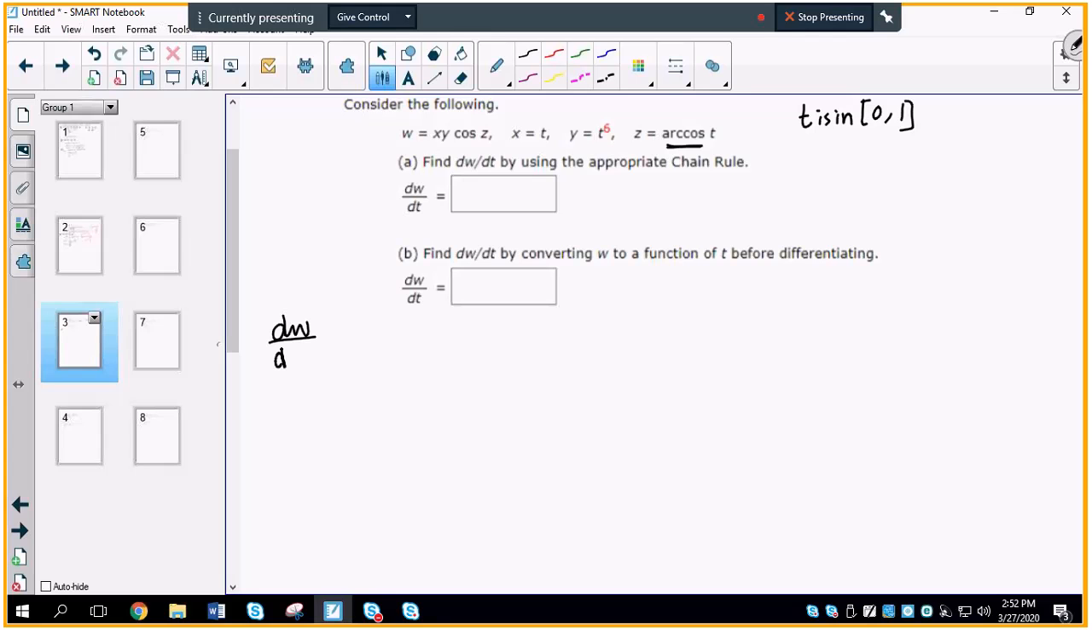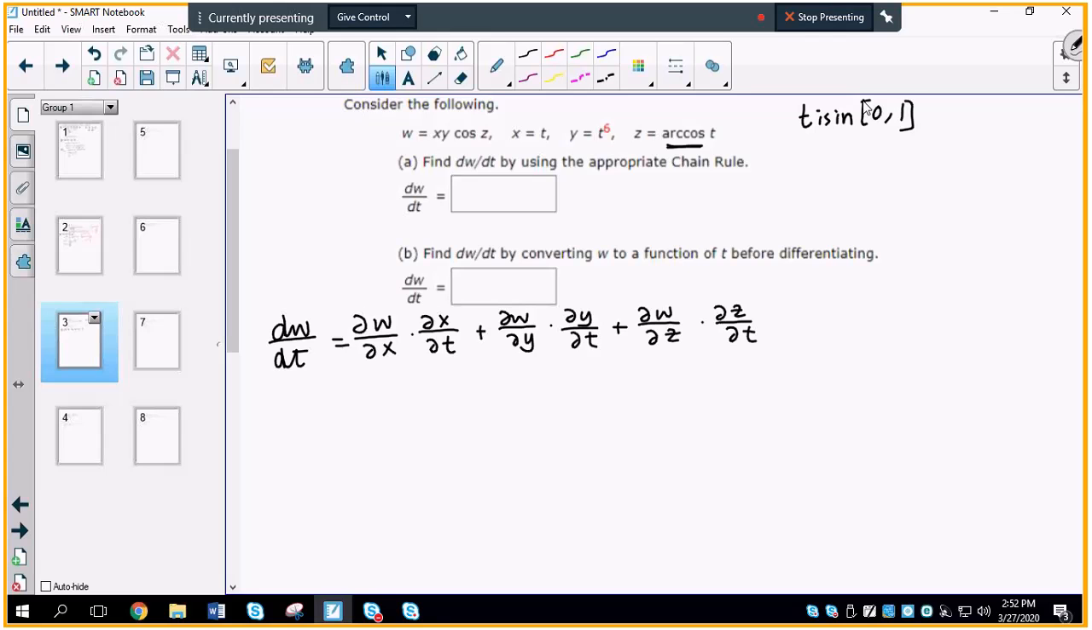Okay. So first, using chain rule, so I said dw dt, just keep in mind that you have 3 variables now. So you will write it as del w del x times del x del t plus del w del y times del y del t plus del w del z times del z del t.